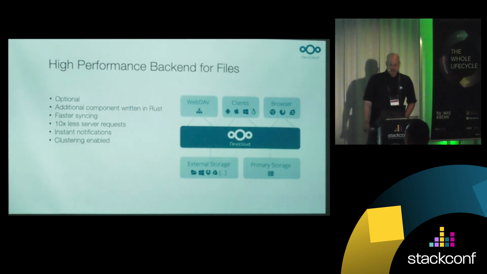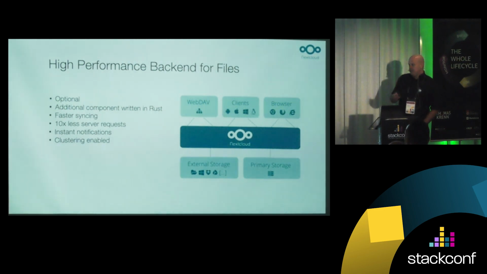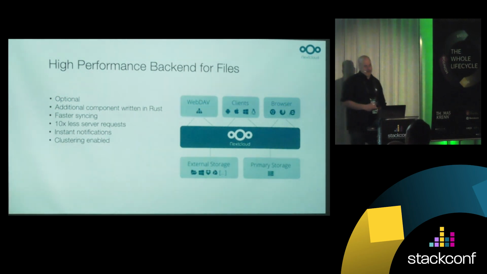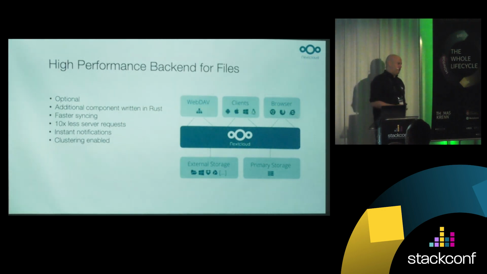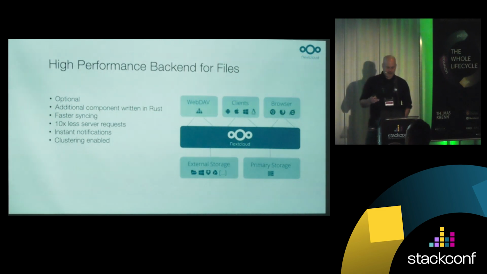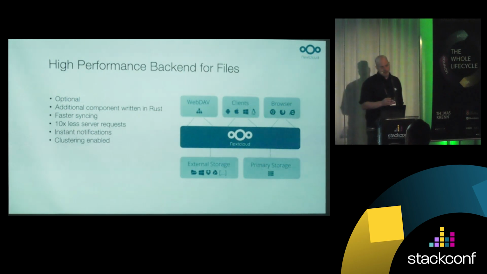So the first thing is the high-performance backend for files. We are quite happy with doing the core of Nextcloud in PHP for a lot of reasons, also some scalability reasons I'll show you in a second. But of course, PHP comes with some architecture restrictions. For example, you cannot really have a WebSocket connection open to your clients because it's request-based. But with this high-performance backend, that's an optional component that you can use, written in Rust, this basically has open connections to all the clients and also to the web interface.